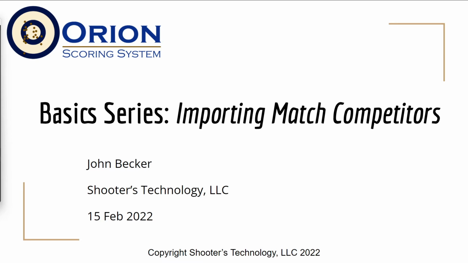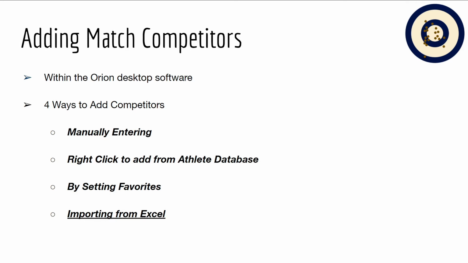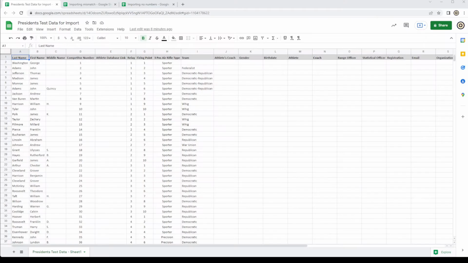In this episode, which is really a follow-on to a previous basic series about how to add match competitors, we're going to focus on importing from an Excel file. This applies to anywhere you can create an Excel file, whether it's Excel itself, Google Sheets, or OpenOffice. In this example, this is a Google Sheet, but this may apply if you have a class roster, if you have collected signups for a match you're hosting, or you just have your team roster and you don't want to have to manually add them each time.